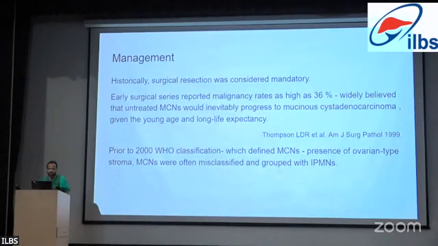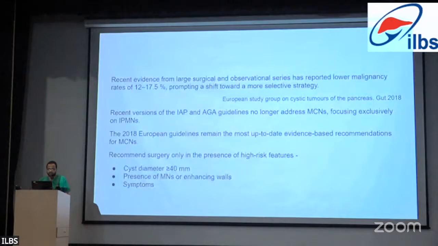Prior to the WHO classification, MCNs were often misclassified and grouped with the IPMNs, and after that, they have been separated. Recent evidence shows that the rate of malignancy is comparatively less, around 12 to 17.5%, so we can shift to a more selective strategy. The recent versions of the IAP and the AGA guidelines do not address MCNs. They focus exclusively on IPMN.